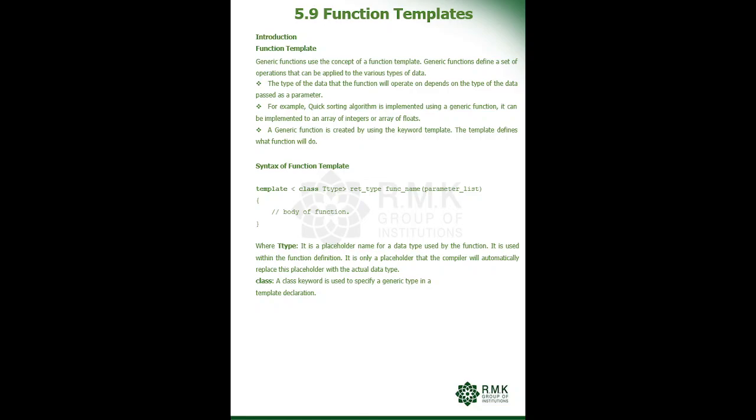Generic functions use the concept of a function template. Generic functions define a set of operations that can be applied to various types of data. The type of data that the function will operate on depends on the type of the data passed as a parameter. For example, the quicksort algorithm is implemented using a generic function. It can be implemented for an array of integers or an array of floats. Let us see the syntax: template, class type, return type, function name, parameter list, and within the curly braces we will have the body of the function.